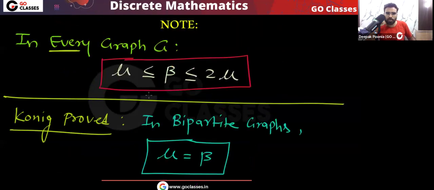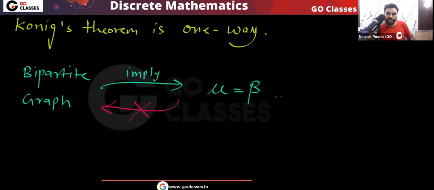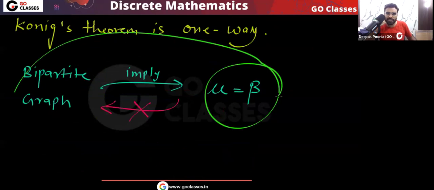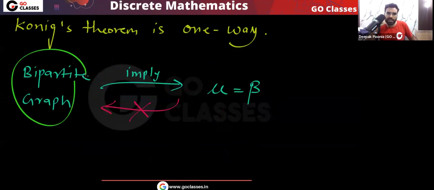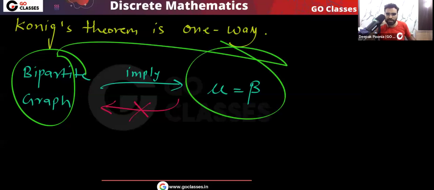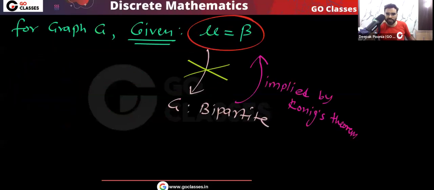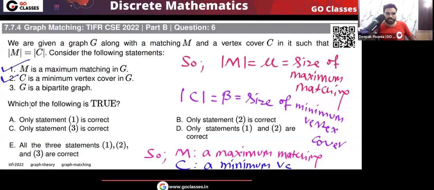I hope you understood. So remember, König's theorem is one way. If a graph has mu equal to beta, it does not imply that the graph is bipartite, but if a graph is bipartite, then definitely mu equals beta. So finally I can say that statement 3 is not true, and the answer will be only statements 1 and 2 are correct. So option D will be the answer for this TIFR question.